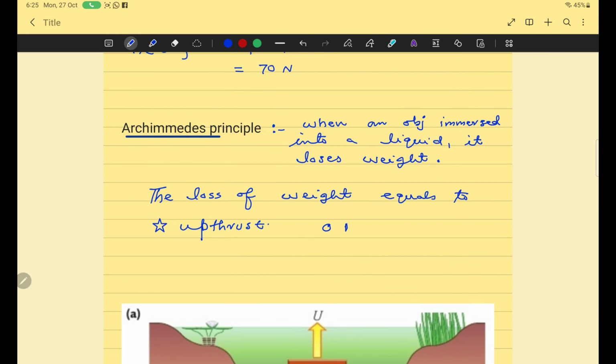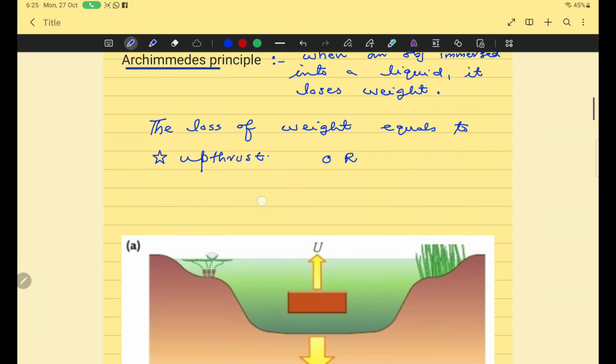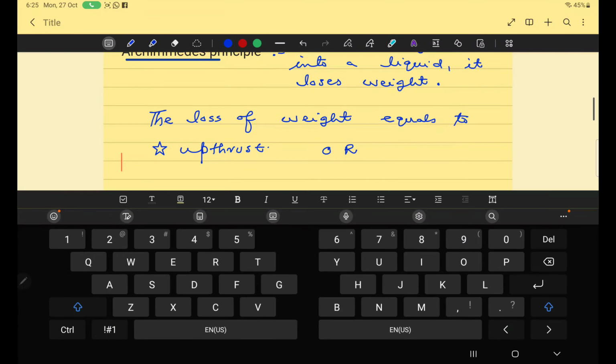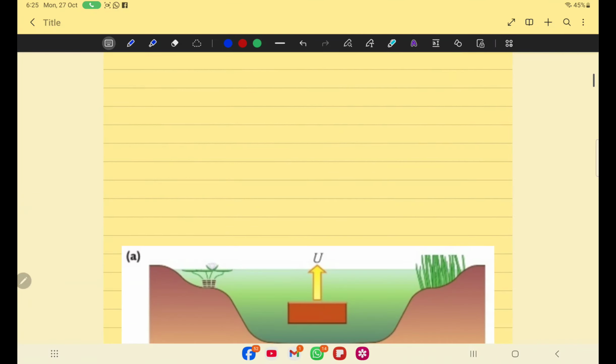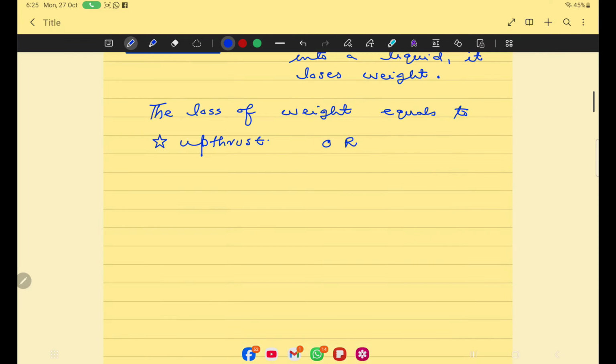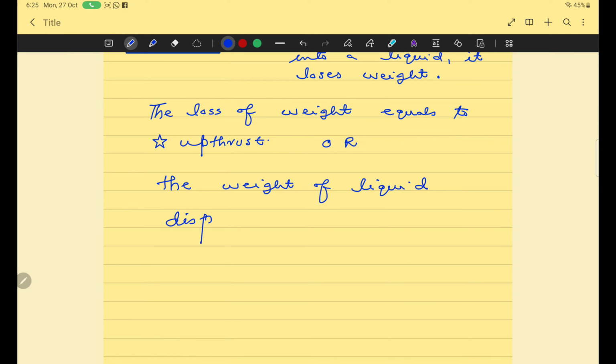Or, this sentence is difficult to explain, which I am going to write now: or the weight of liquid displaced by the object.